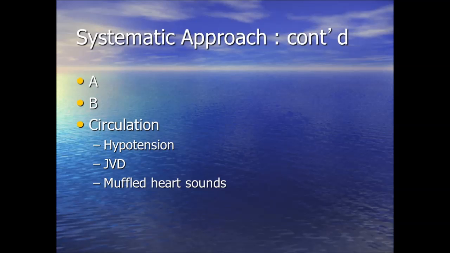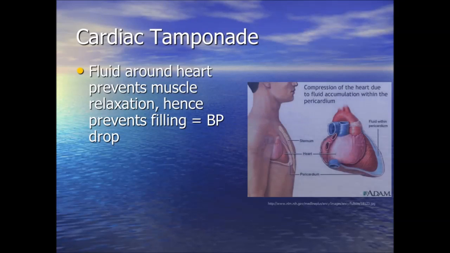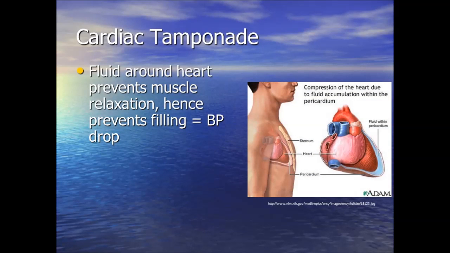If you add those three symptoms together, some dude called Beck put these together and said, well, I'm going to name this after myself. This is Beck's triad. Anyone know what Beck's triad signifies? Low blood pressure, jugular venous distension, and muffled heart sounds. Okay? So what it is, there's fluid building up around the heart.